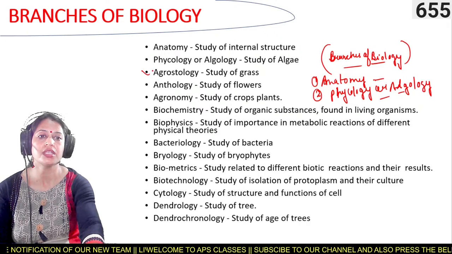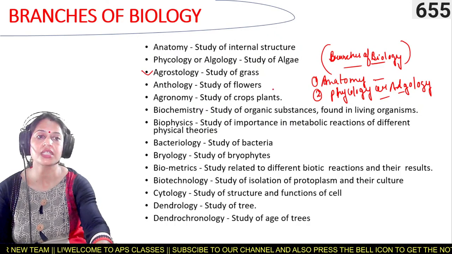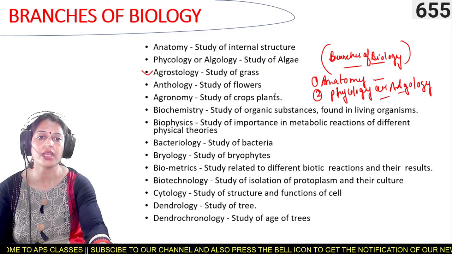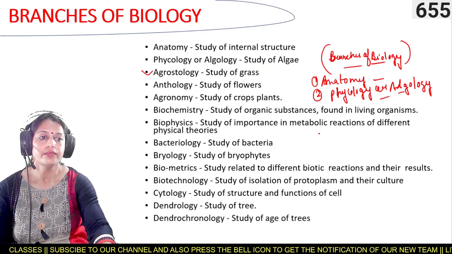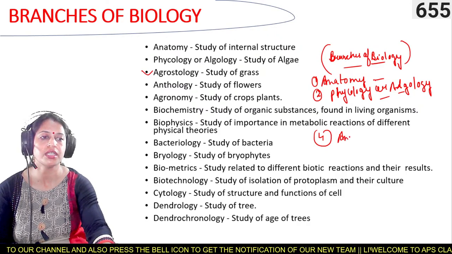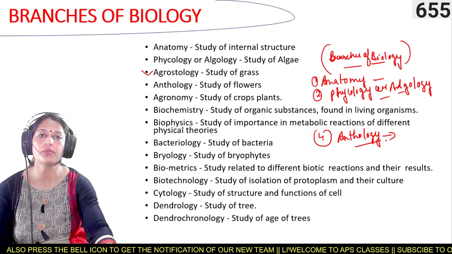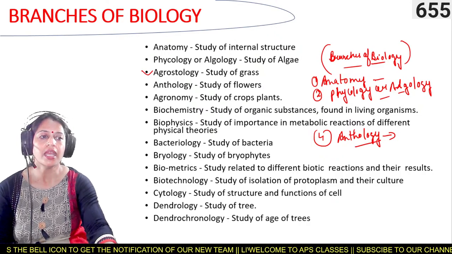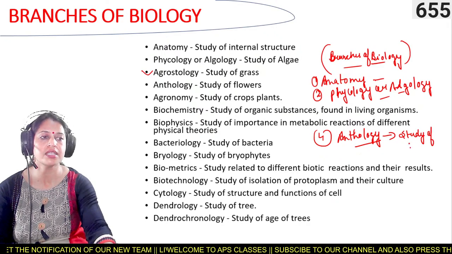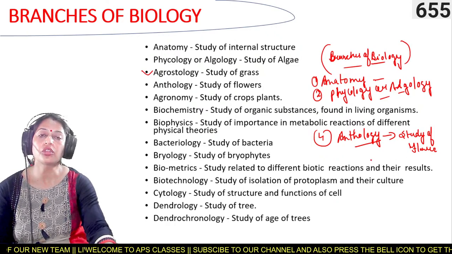The third branch of biology is known as agrostology, and agrostology is the study of grass. That branch of biology is known as agrostology. The fourth branch of biology is known as anthology. Anthology means study of flowers. Jiske under hum flowers ki study karte hain, that branch of biology is known as anthology.